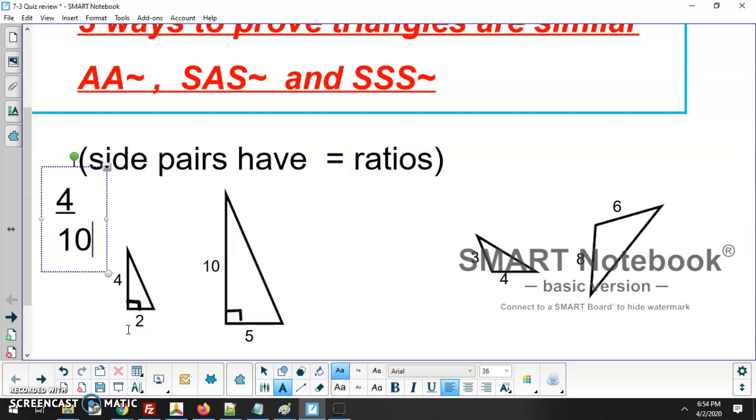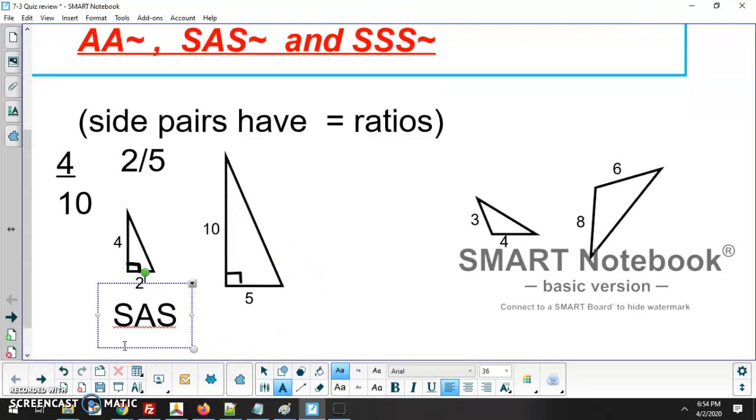Okay, 4 to 10 reduced is 2 to 5. So the one ratio is 2 to 5. And look, the bottom ratio is also 2 to 5. And so, yes, you could do side-angle-side similarity to prove these two triangles are similar, because they both have the ratio 2 to 5.